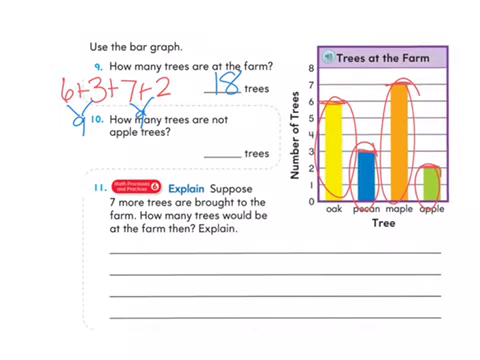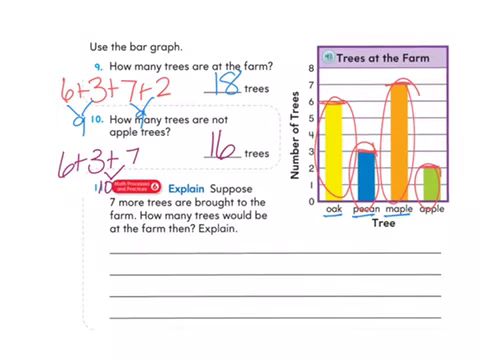My next question is, how many trees are not apple trees? So we need to add up the 3 trees that are not apple. So we have 6 plus 3 plus 7. 7 plus 3 is 10, and 6 plus 10 is 16.